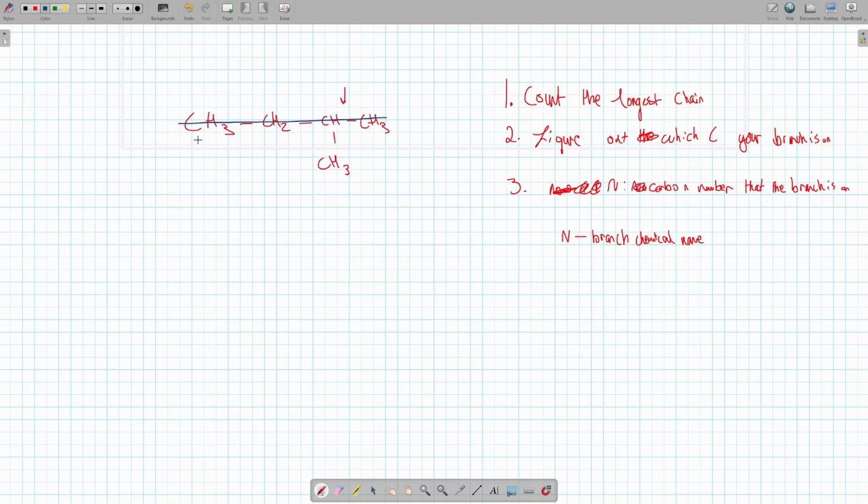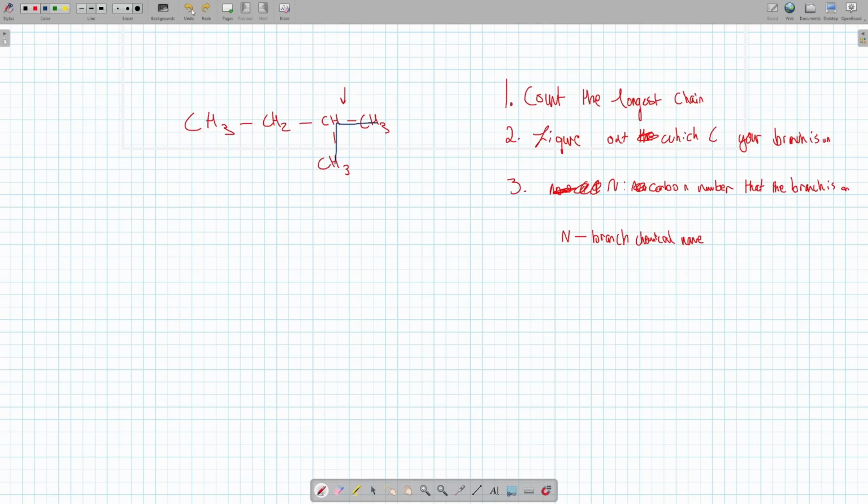How many carbons do I have here? When I say count the longest chain, it means count the chain that has the most carbons, and we don't care about hydrogens. Here I have 4 carbons. Is there any other way I can go? If I do this, I only have 3 carbons. When I say chain, it means one stroke of the pen. I can't do this and call it one chain.